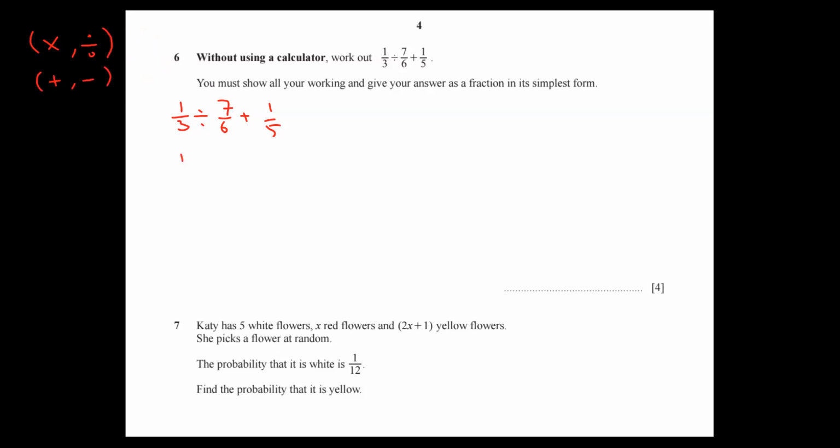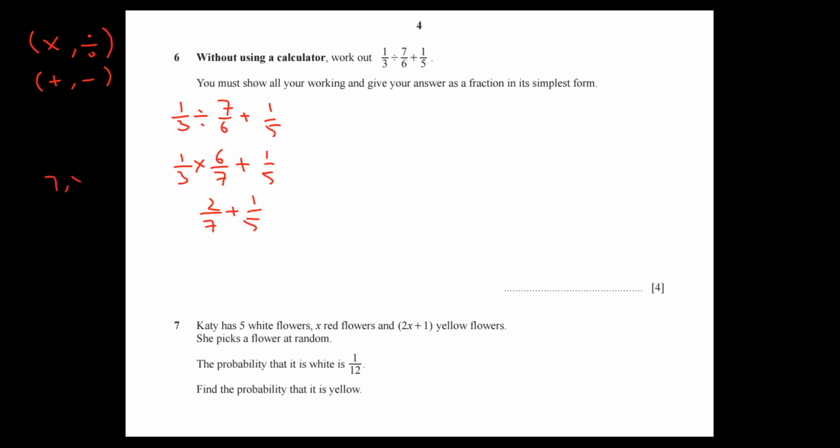So 1/3, dividing, convert into multiply sign, 6 up, 7 down. Then I get it. And now I will simplify. So 3 ones are 3, 3 twos are 6. I got 2/7.